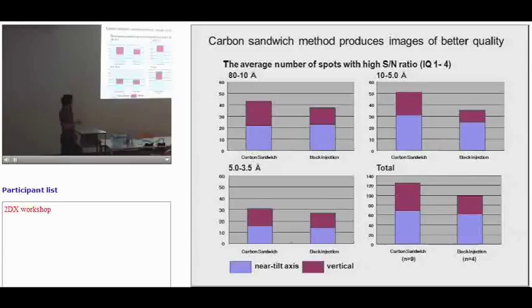In total, the carbon sandwich method is on average a 20% increase over the back injection method, especially the spots in the vertical area showed a marked increase in the carbon sandwich method. That is an important region for 3D structural analysis. Thus, the carbon sandwich method produces images of better quality than the back injection method in spite of increased background noise due to double-layered carbon films.